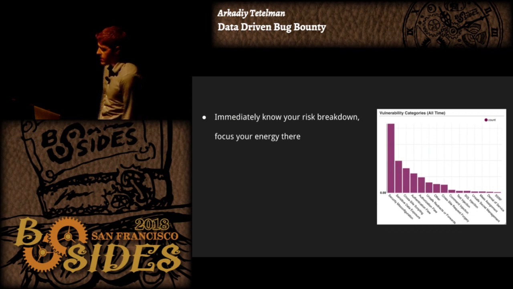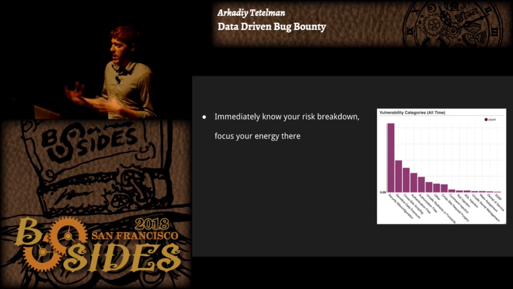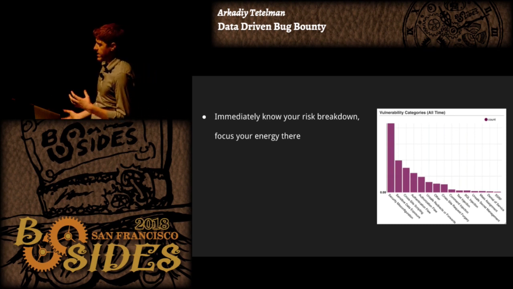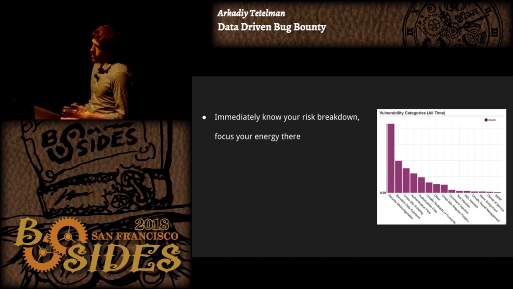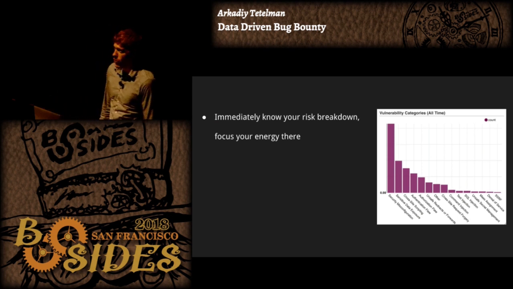So it's one of my favorite graphs. I think you immediately know your risk breakdown. You immediately know where you need to focus your energy. If you see a spike in XSS or more XSS in a quarter maybe, then you can invest in static analysis to make sure you've got output encoding or handling it at the templating layer or adding CSP, as we saw in an earlier talk. If you're seeing a spike in subdomain takeovers, you can add automated scanning for that. It really informs where you need to be spending your energy.